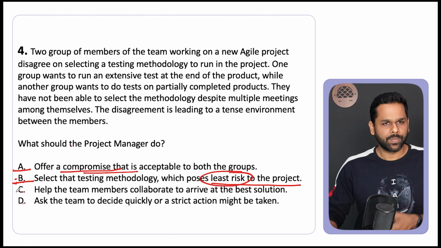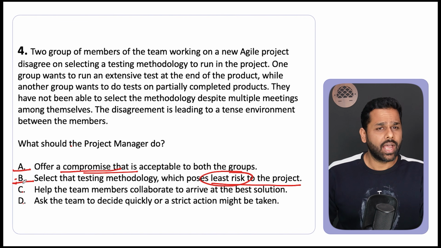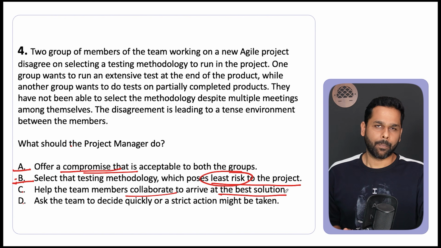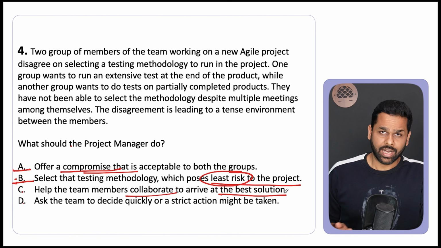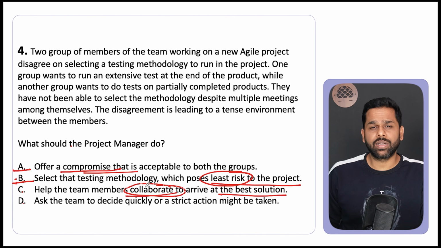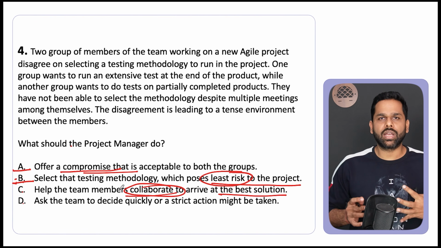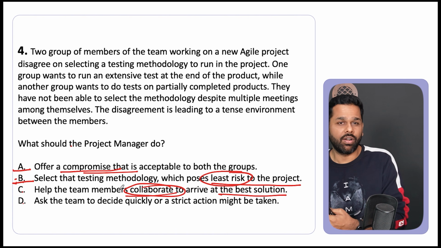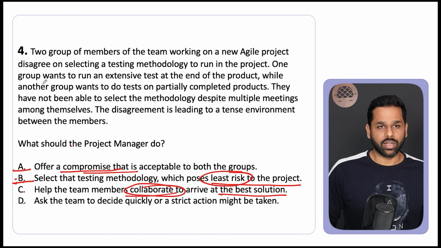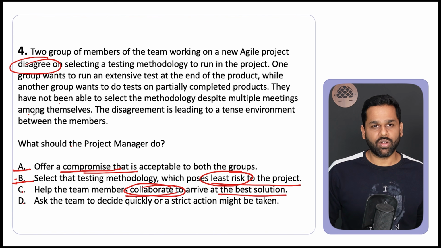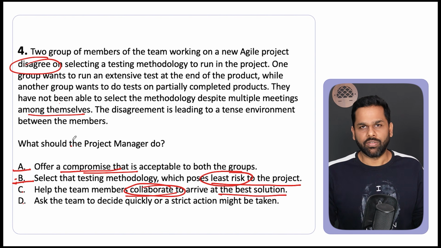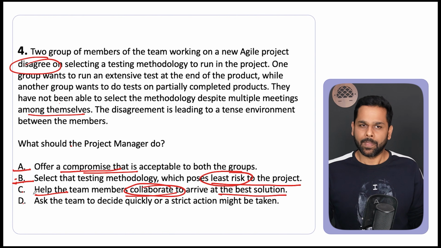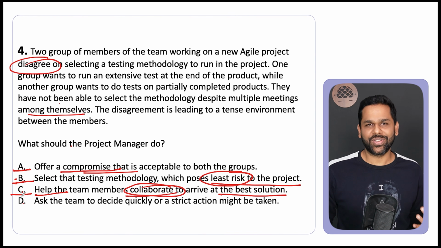Okay, so let's see. Option C. Help the team members collaborate to arrive at the best solution. This will also work. Collaboration is the best conflict management technique. When you bring team members together, you are helping them, you are also involved. That's what we understood here: that if there's a disagreement and the team has tried already, then the project manager should be involved. So we are helping them. Again, a good choice. Then we go to D.